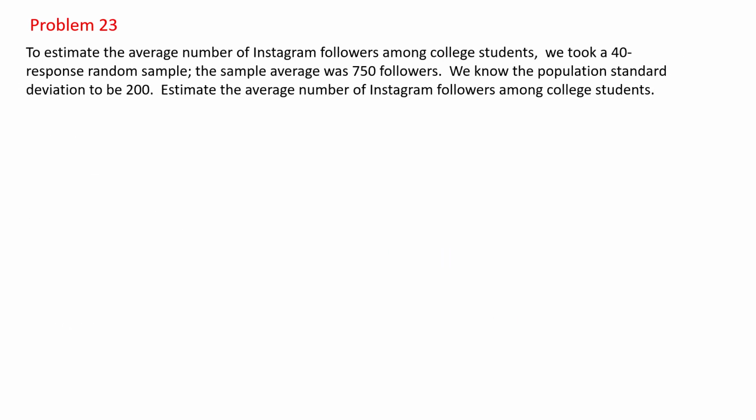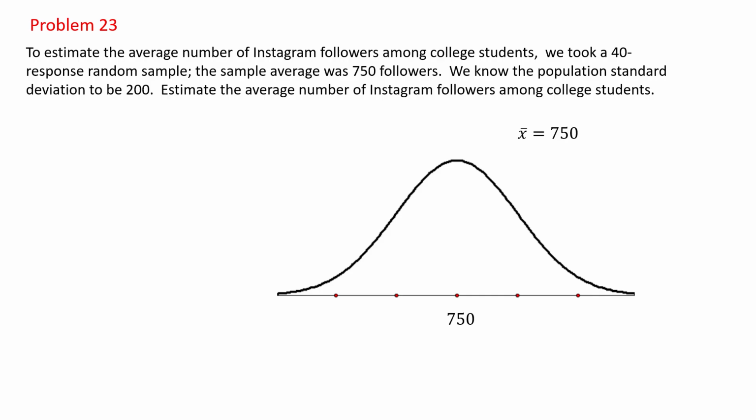And here's problem number 23. You'll notice in this problem they're asking us to estimate something. You might call this a confidence interval. We have a sample average here of 750 followers based on our 40-person sample. So what we can do is build a distribution centered at 750 and use that distribution to get a low and high estimate for the number of Instagram followers.